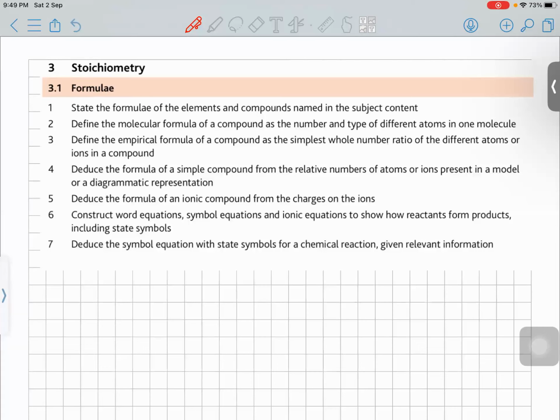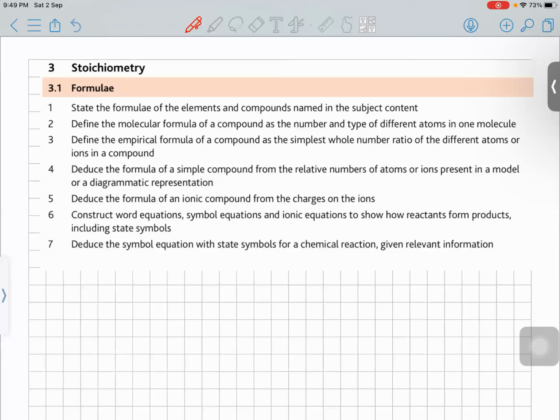Yes, anyone? What is stoichiometry? Sir, do you have to search? Yes, you can search. Okay. Sir, it means the determination of the proportions in which elements or compounds react with one another.